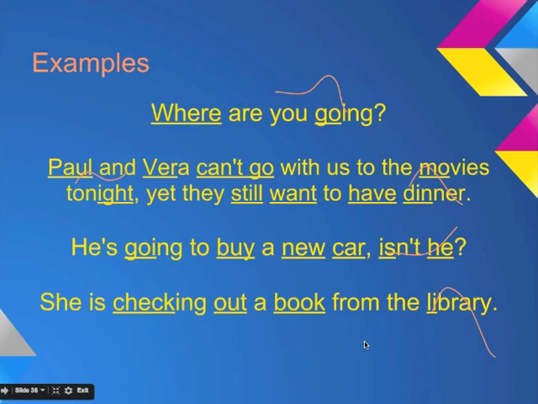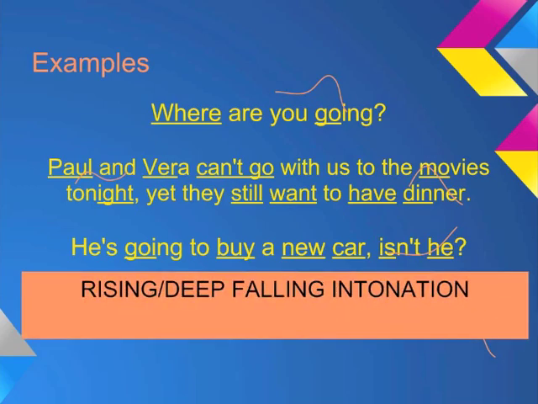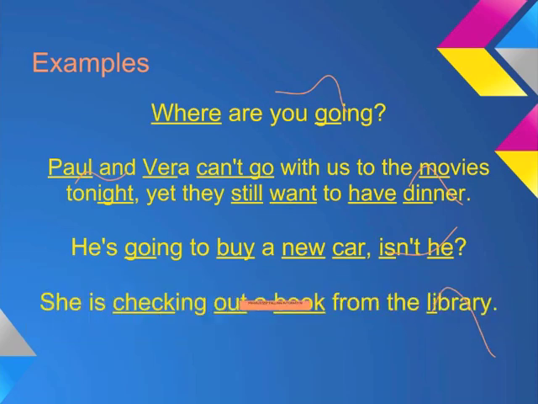All right, and the final example. What kind of intonation will we use here? Again, this is a normal sentence, so we'll use the rising and deep falling intonation. Let's try it. She's checking out a book from the library. Hopefully you got all of these correct.